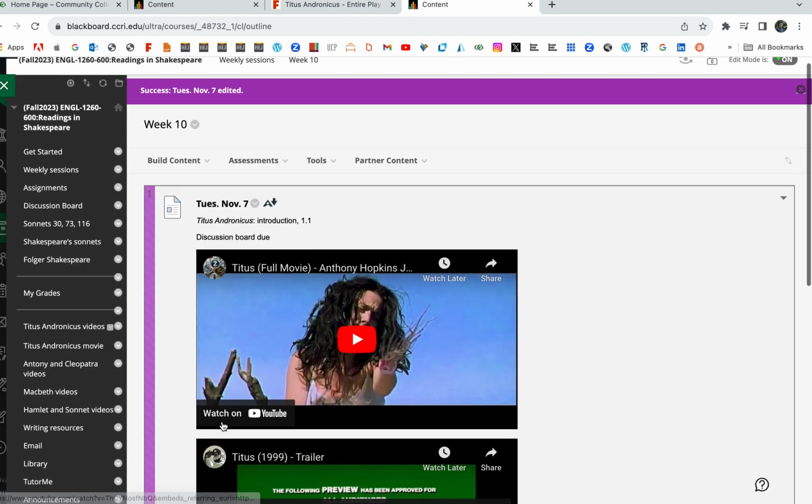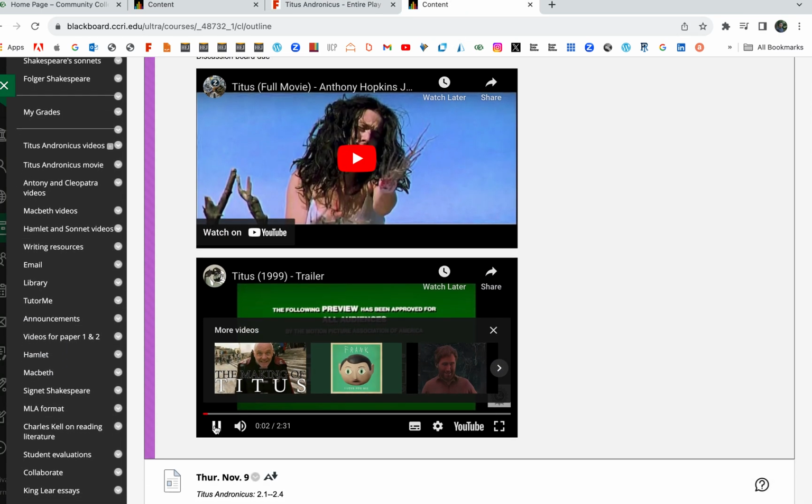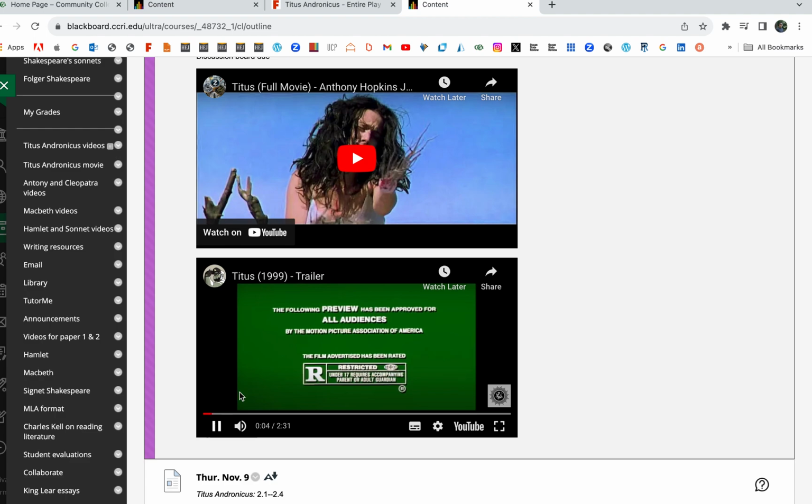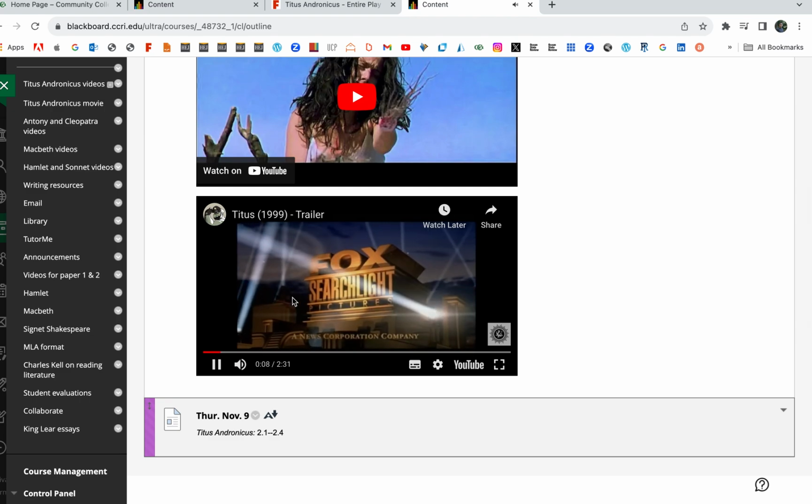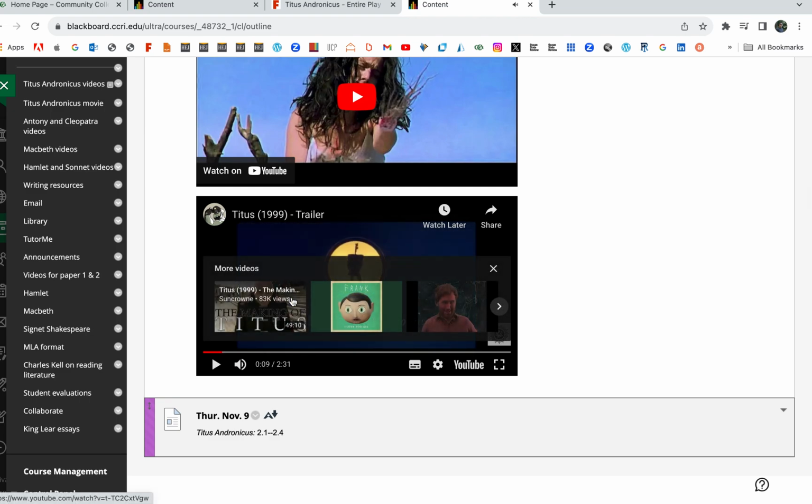Here is the trailer for the flick. So if you get a moment to watch this, it's a great movie. And if you know Julie Taymor's work, it's not a strict adaptation, so she plays around with conventions. It's a great movie, though. So here is the trailer for Titus.